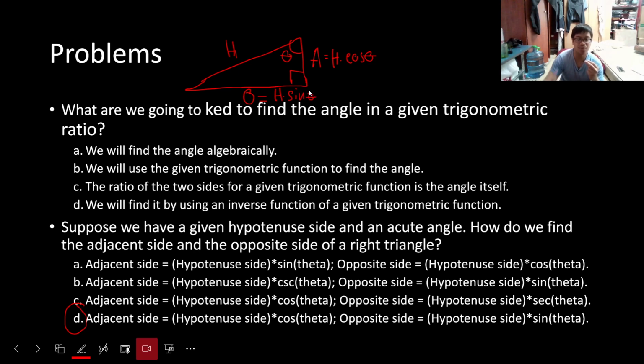All right, although there is an equivalent for this one. I mean, instead of h times cosine theta, there's actually another way for us to solve this problem. But I will not discuss it here because maybe I'm revealing answers for our next problem. All right? So, point being, the answer is letter B. Okay? So now, let's go to the next problem.